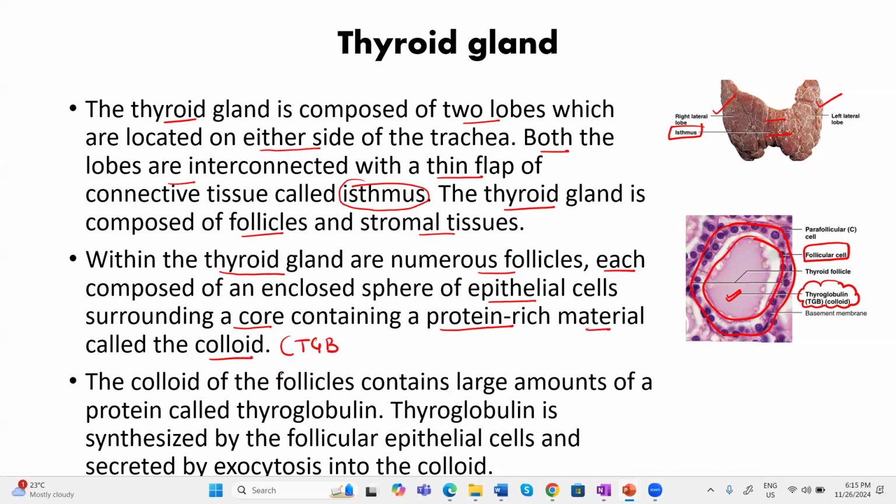Is it clear? This is a protein. Now, colloid contains the protein thyroglobulin, and it is synthesized by follicular epithelial cells only and secreted into the lumen by exocytosis to form colloid.